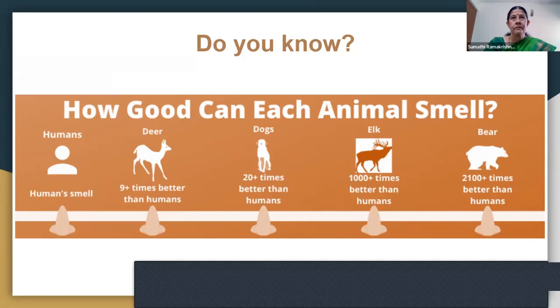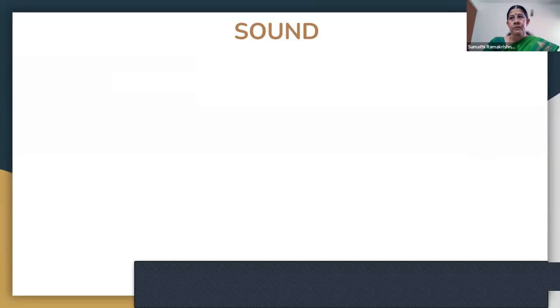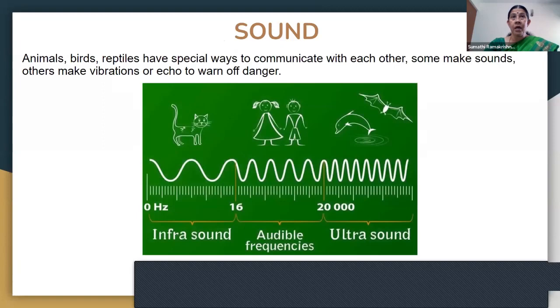Now, sound. Animals, birds, reptiles, they have special ways to communicate with each other. And some make sounds, others just make vibrations or echoes to warn of danger. So that is also defined. And mostly you would all have heard that elephants can hear even the faintest sound, 20 times lower than us also.